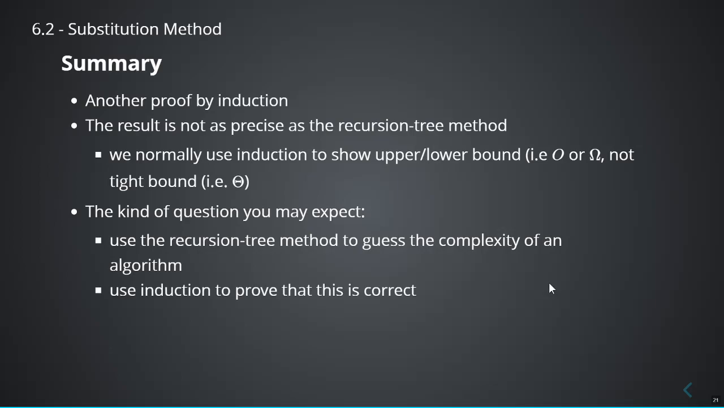So as I said, this is just like another proof by induction, like another way that you can use induction. And the result is not as precise as the recursion tree method, because again, with the recursion tree, you're counting almost exactly how many operations that you're doing on the tree. Whereas now, because we're just using induction, it's more used for upper bounds or lower bounds, like big O notation or omega notation, not really tight bound.